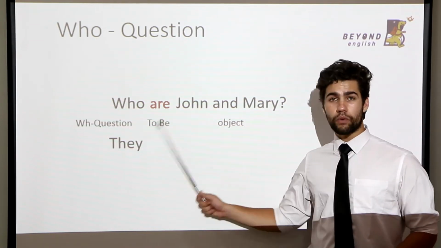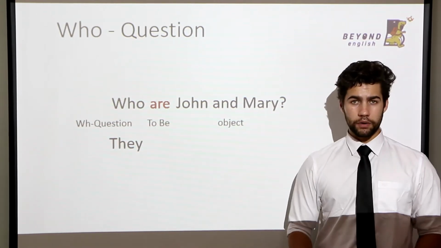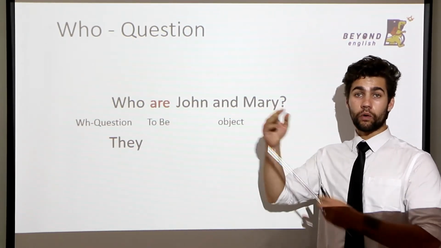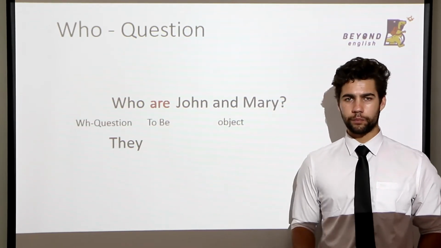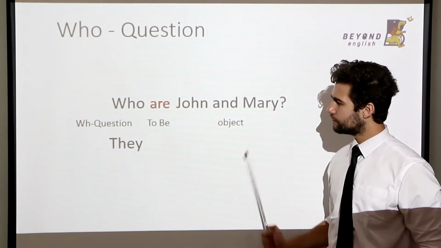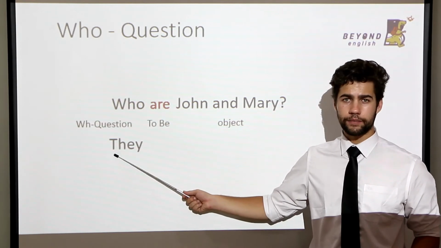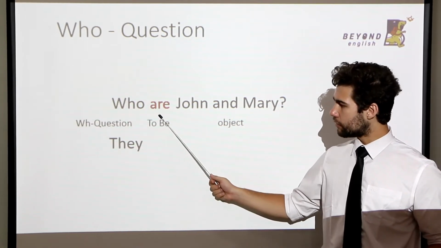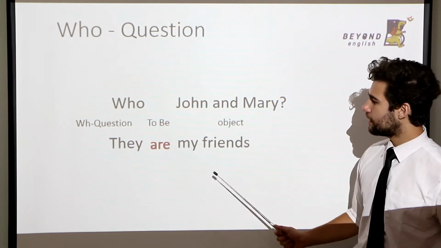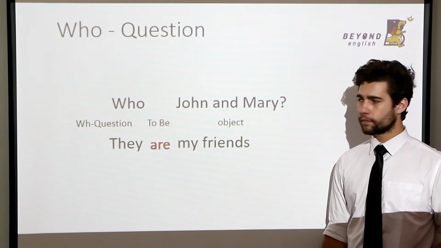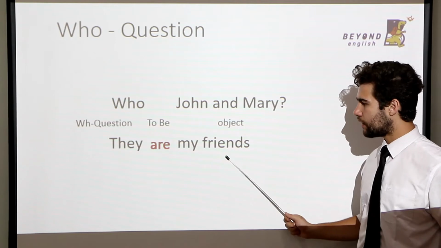Now, let's look at the answer. So, when we write our answer, we always start with the object. Remember, two or more people, and we say they. So, John and Mary, they. So we start with the word they, and we bring our verb over. They are my friends. Who are John and Mary? They are my friends.